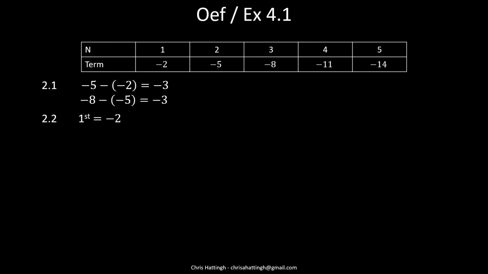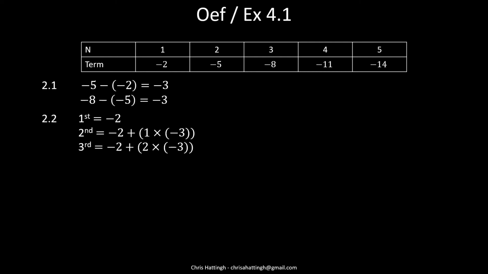They say that the first term equals minus 2. Then they give you the second term. The second term is minus 2 plus 1 times minus 3. The third term will be minus 2 plus 2 times minus 3. If you know your formula, you'll know that the first minus 2 is the first term in the table. So it will stay the same. The minus 3 is the constant change or constant difference between terms. That will always stay the same.